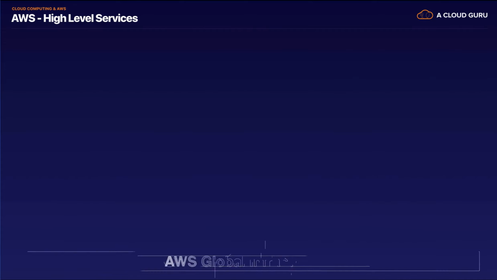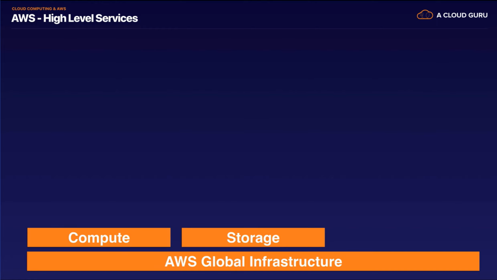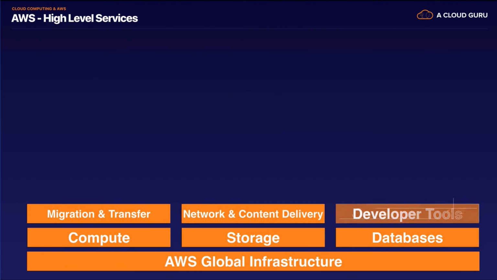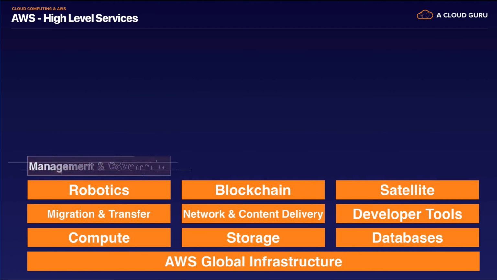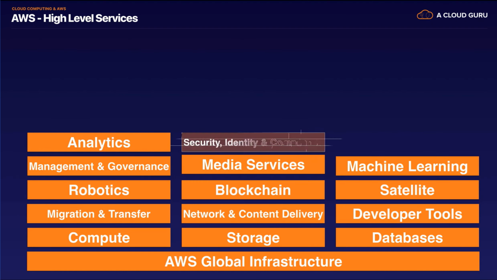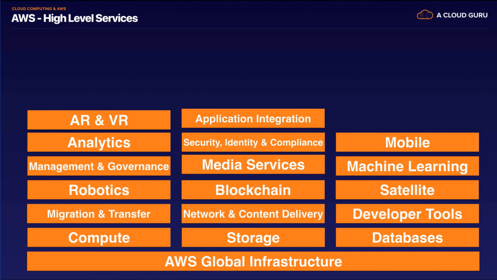So let's have a look at the high-level services, and we'll start with the AWS Global Infrastructure. These are the data centers spread all throughout the world in which Amazon Web Services has all their different services. Their services consist of things like compute, storage, databases, migration and transfer, network and content delivery, developer tools, robotics, blockchain, satellite, management and governance, media services, machine learning, analytics, security, identity and compliance, mobile, AR and VR, so augmented reality and virtual reality, application integration.